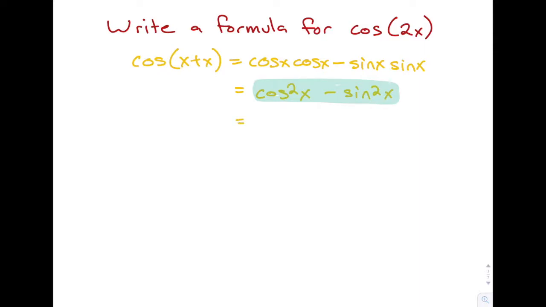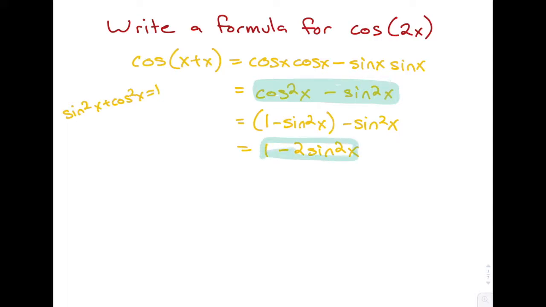Now, if we wanted to write this in terms of sine only, we could remember that sine squared x plus cosine squared x equals 1, which then means that 1 minus cosine squared x equals sine squared x, and 1 minus sine squared x equals cosine squared x. So let's write this all in terms of sine squared x. We can substitute 1 minus sine squared x in for cosine squared x, so this equals 1 minus 2 sine squared x. And this is another version of the formula that we should know.